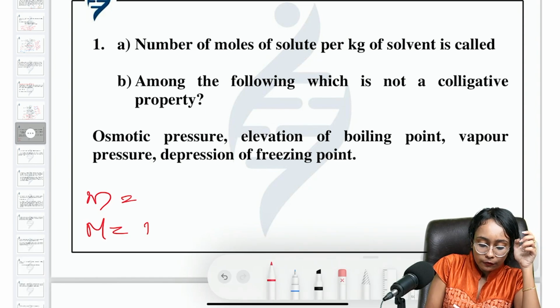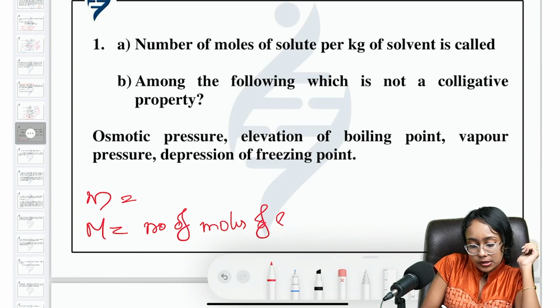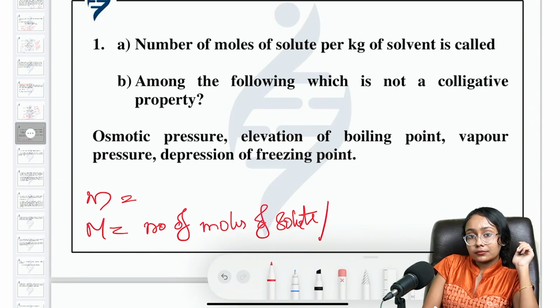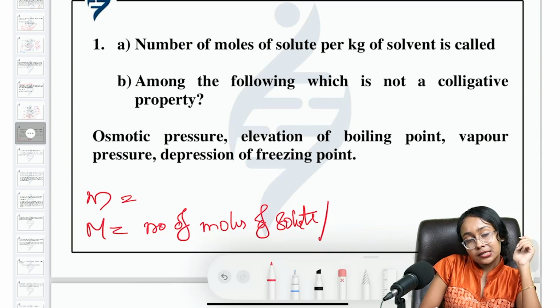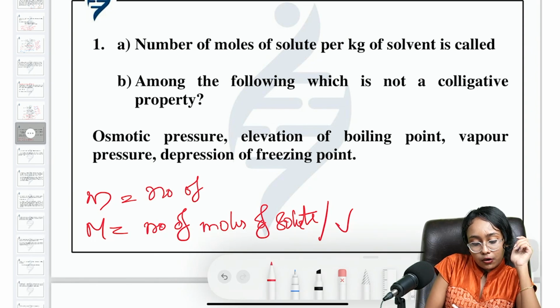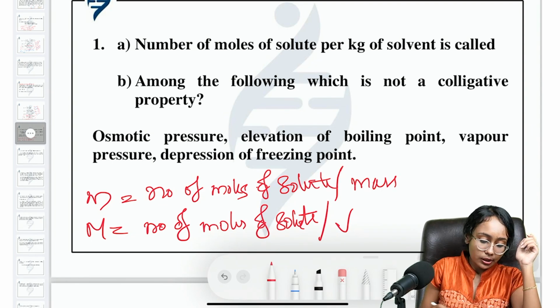Molarity, capital M, means number of moles of solute divided by volume of solution. And what about the small m? Molality is number of moles of solute by mass of solvent in kilograms.